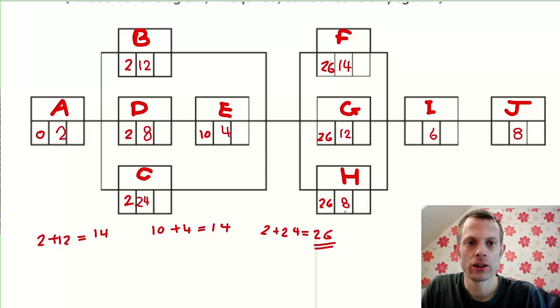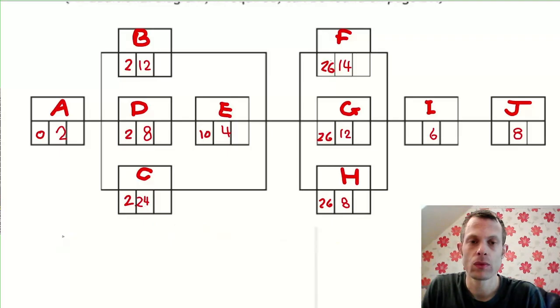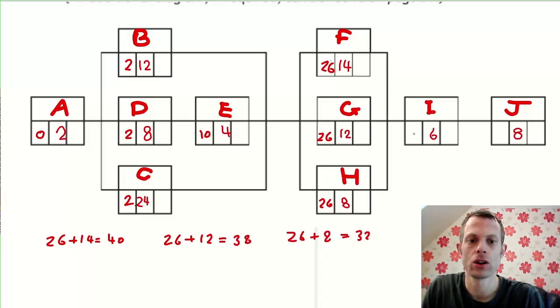Now, getting the early time for task I follows the same principle. Task F can finish at earliest at 40 hours. Likewise for task G, that could finish at 38 hours. Task H could finish at 32 hours. So the latest of those is the 40 hours. So the earliest possible time task I can start is 40 hours. And then the earliest time that J can start is 46 hours.